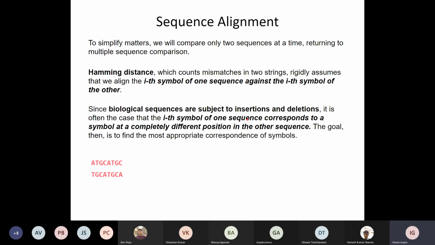Biological sequences can actually have insertions and deletions in them, right? That's a natural process of mutations. You do not actually expect that the ith symbol of a sequence is going to be equal to the ith symbol of another sequence. So in sequence alignment, the ith symbol of one sequence corresponds to a symbol at a completely different position. All right. And the goal is to find the most appropriate correspondence of symbols, or to maximize the number of similar symbols between the two sequences, if that makes sense.